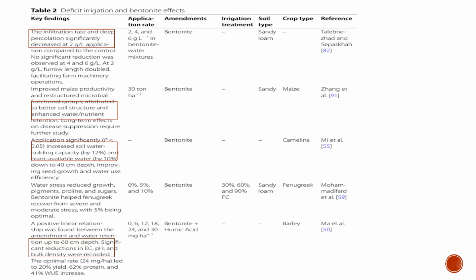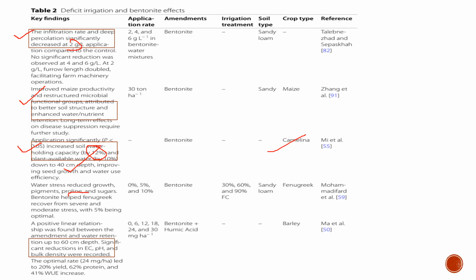Based on different researches conducted under deficit irrigation with application of the soil amendment bentonite, they have found decreased infiltration rate and deep percolation losses when bentonite is applied at 2 gram per liter. They have also found an increase in maize productivity and improved water retention and structure of the soil. They have also found that soil water holding capacity was increased by 12% and plant water availability was also increased up to 40 centimeter depth, according to Emelina.